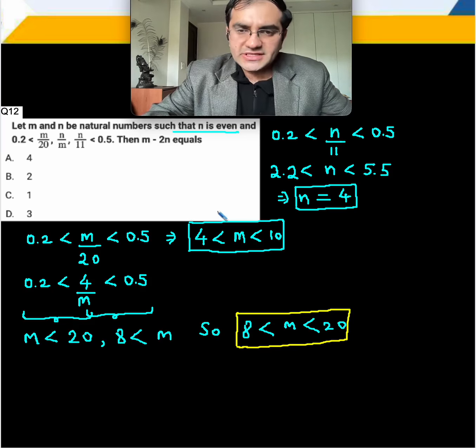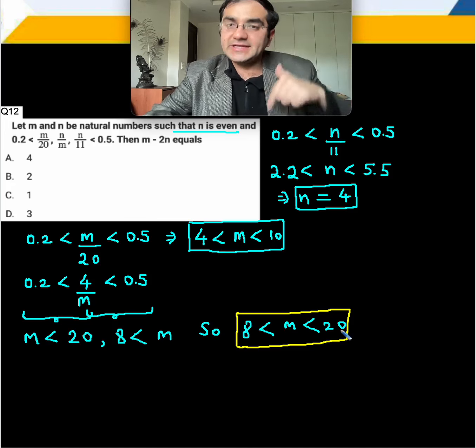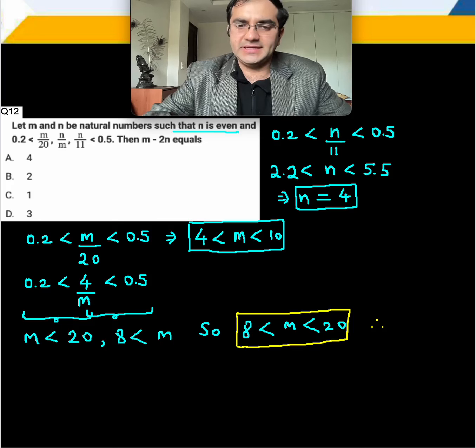And now check these two results. M lies between 4 and 10. M lies between 8 and 20. M is a natural number. What is m? M obviously is 9. 8 se bada, 10 se chota, m is 9. There's no other possibility. Now we can calculate m minus 2n. That's 9 minus 4 into 2. That is 8. 1 is the right answer. C part is the right answer. Very nice question. Slightly complex as well. And in the exam, it would be quite challenging.